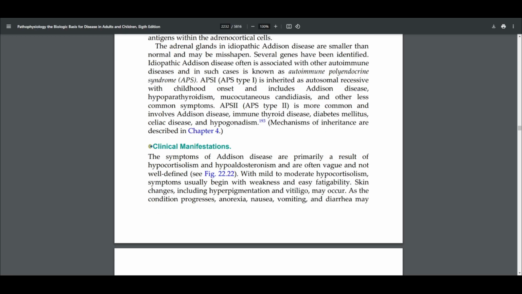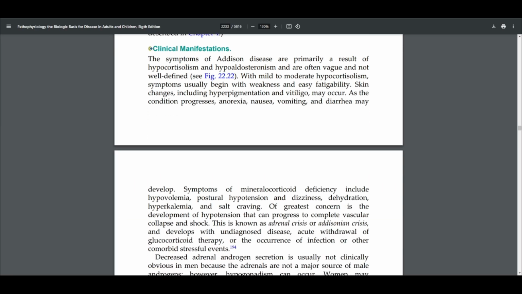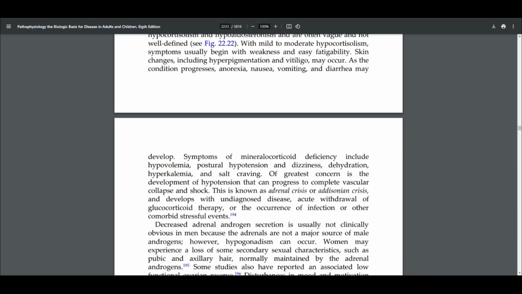So what are our clinical manifestations? What do these patients look like? The symptoms of Addison's disease are primarily a result of hypocortisolism and hypoaldosteronism and are often vague and not well defined. With mild to moderate hypocortisolism, symptoms usually begin with weakness and easy fatigability. Skin changes, including hyperpigmentation and vitiligo, may occur. As the condition progresses, anorexia, nausea, vomiting, and diarrhea may develop.